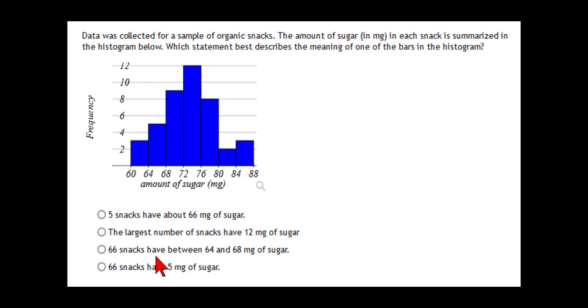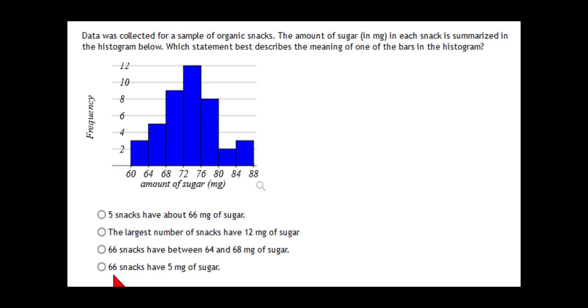66 snacks have between 64 and 68 milligrams of sugar. So if we look between 64 and 68 milligrams of sugar, here are those amounts. And if we look up that bar again to the frequency, in other words, the number, we see that it's, again, about 5 and not 66.